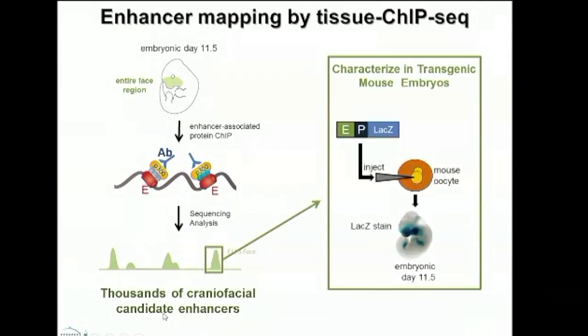We have a transgenic mouse assay for this purpose, where we can couple any such sequence taken from the mouse or the human genome to a LacZ reporter. We generate transgenic mouse embryos with that, and then we look at these embryos to see where exactly the enhancer is active.